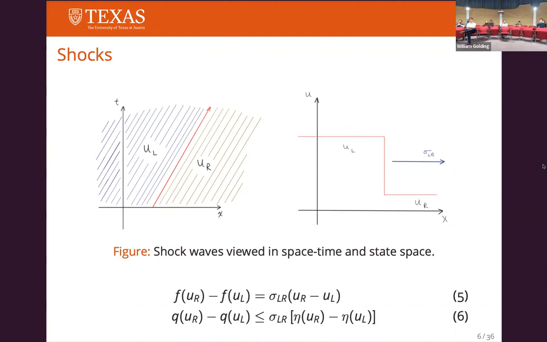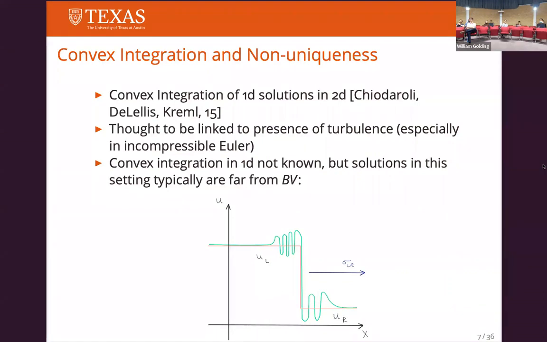And one other thing has to hold. We need the entropy conditions to be satisfied. So we need this condition, which means that essentially information is destroyed. Characteristics crash into the shock, they don't emanate from it. And we probably won't have to worry so much about that.